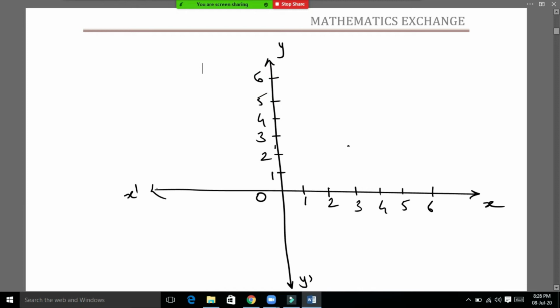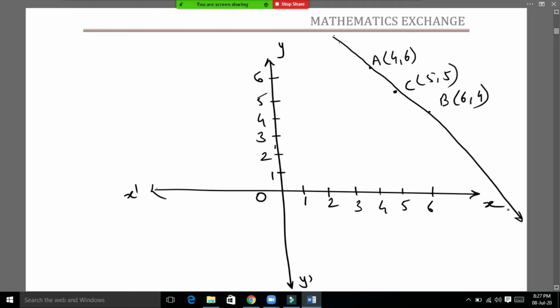We first plot for the first equation. So (4, 6) is the first point. Denote it by point A, (4, 6). Next is (6, 4). So this is another point, that is B, (6, 4). And third is (5, 5). So this is point C, (5, 5). Let us join these three. So we join these 3 points.